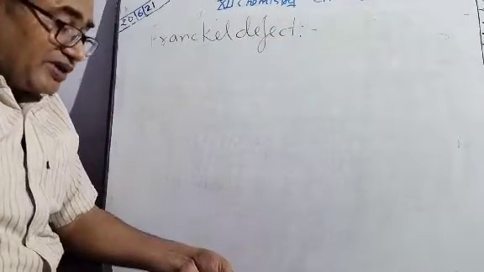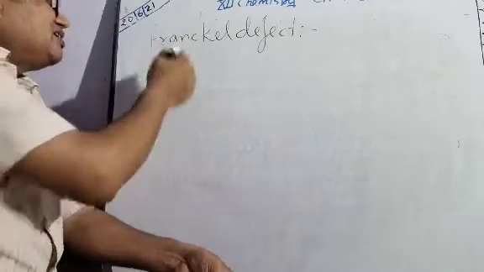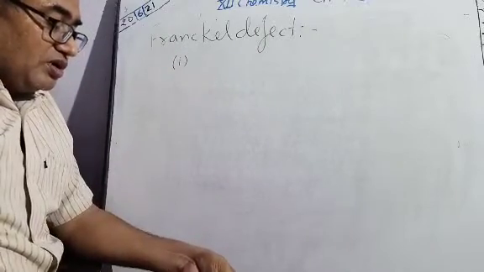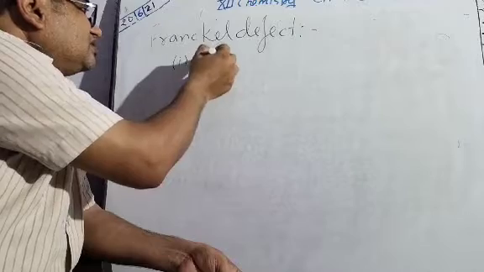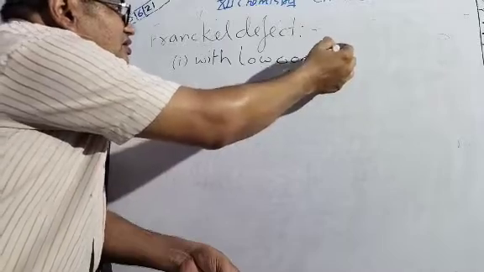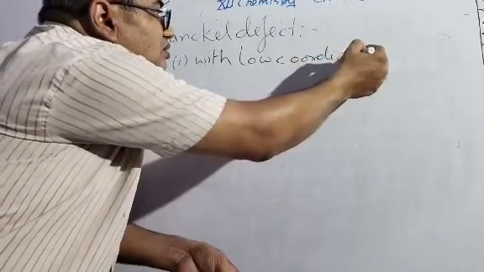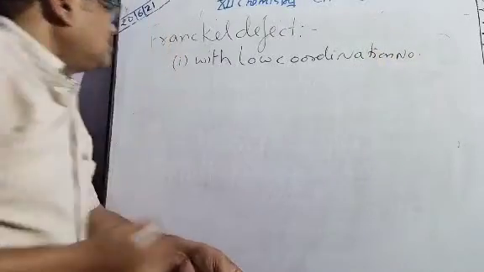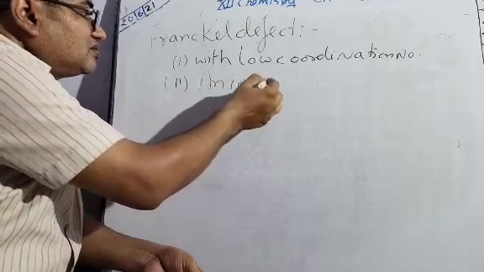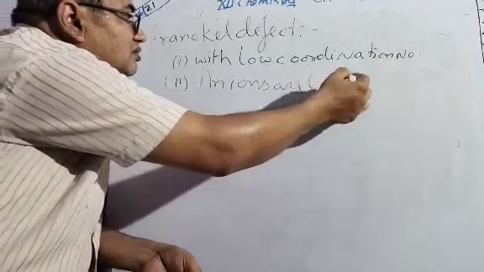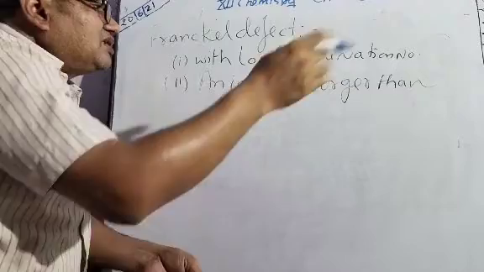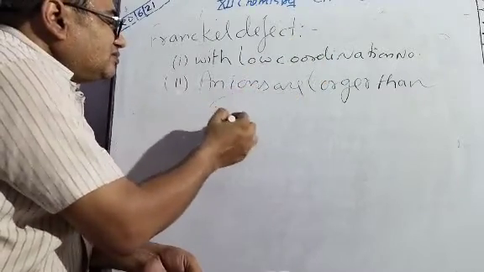Okay, Frenkel defect. Why is Frenkel defect found? It is found due to low coordination number, and second, when anions are larger than cations.